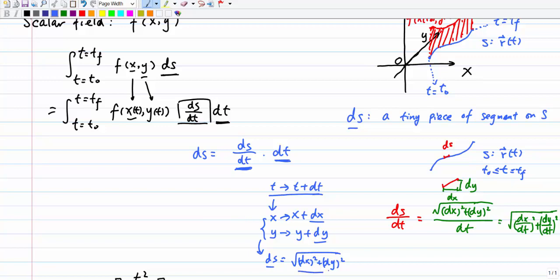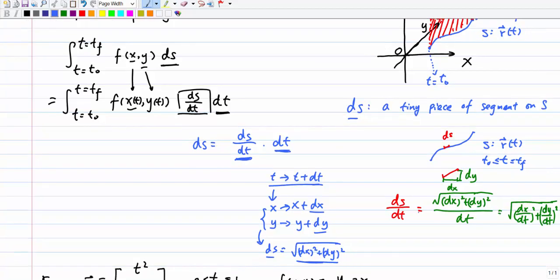We just replace here by this. So this is a very good approximation. If dt is very small, this straight line is a good approximation of the little bit curve over here. It's a good approximation of that. So after we do that, we can replace ds by the square root of dx squared plus dy squared.